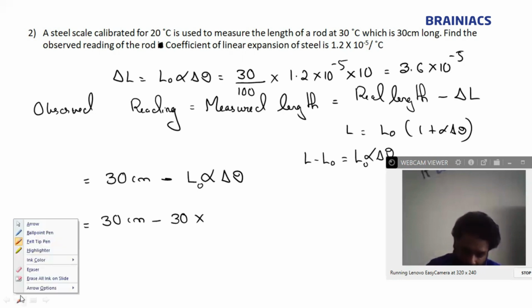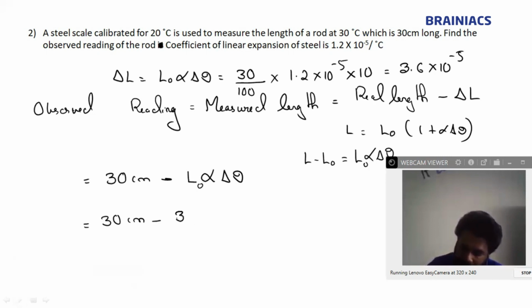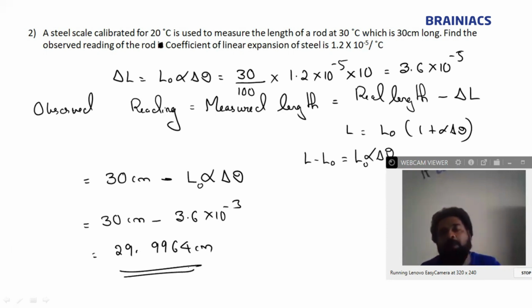So here we can substitute 3.6 into 10 raised to minus 3 to make it into centimeter. If we subtract this value, we will get 29.9964 centimeter. So this is going to be the measuring length, or the reading which is going to be observed with this wrong length of the scale.